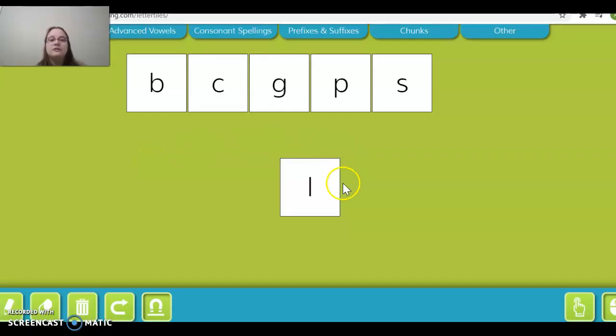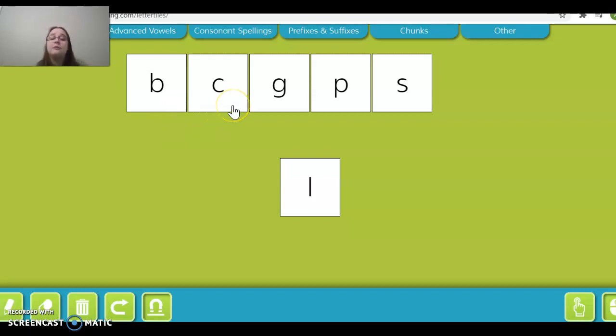Okay, friends, so you can see our L down here, and we have 5 different L blends that we're going to talk about today. So really quick, we're going to review our sounds for all of these letters individually, and then we'll talk about L blends. So remember, B says B as in boy. So we're going to say B says B all together one time. Here we go. B says B.